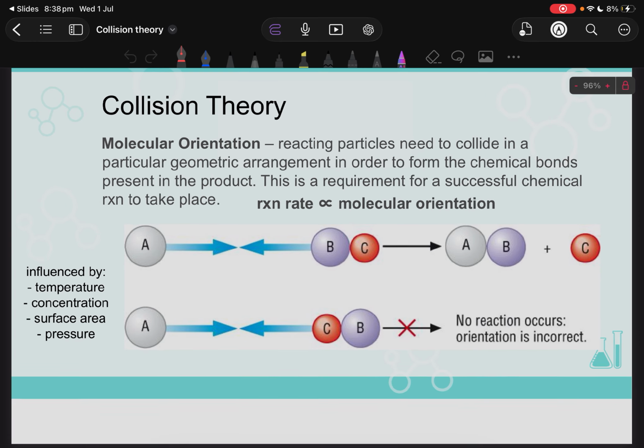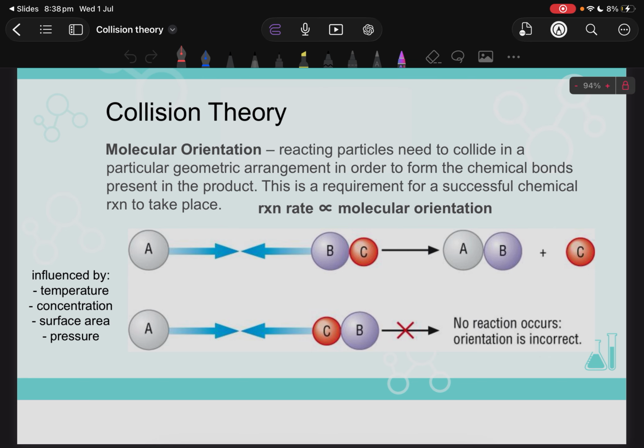All right. The last thing we're looking at also is molecular orientation. With molecular orientation, we need them to collide in a specific alignment. We are so specific about this. Have a look at A and B reacting. Well, if this butt is facing this way, that's fine. But if it's facing this way, not going to happen, buddy. Well, that's the idea here. This is going to be influenced by temperature, concentration, surface area, and pressure as well. Just because increasing any of them is also going to increase how often they meet, right? Or increase the number of collisions, right? But just the idea that you need to know for here is you have to have a specific orientation.